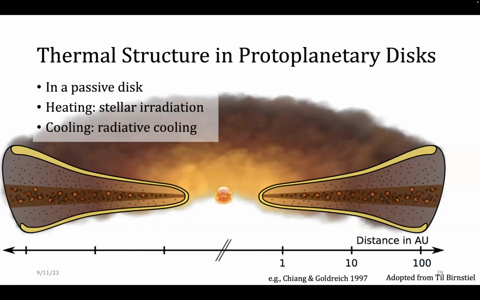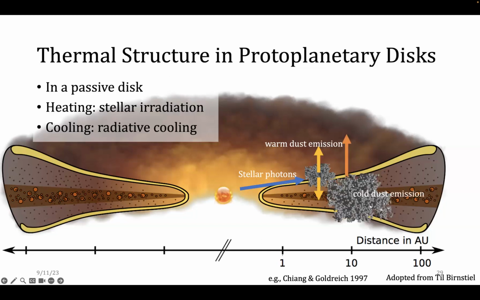So the simplest model for a passive protoplanetary disk is as such. The heating comes from the stellar irradiation, and the cooling is done by radiative cooling by the dust. Now, suppose you have a photon sent by the star, it will hit this surface and be absorbed by the dust. And this dust will re-emit at a longer wavelength. And this photon might penetrate to the midplane and hit another dust grain in the midplane. And then this dust will re-emit at even longer wavelengths. And this is typically what we observe at ALMA.